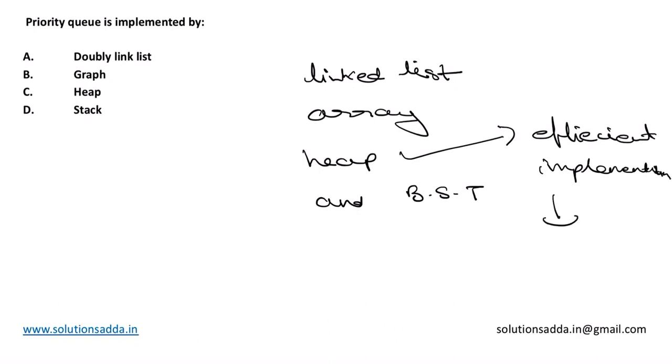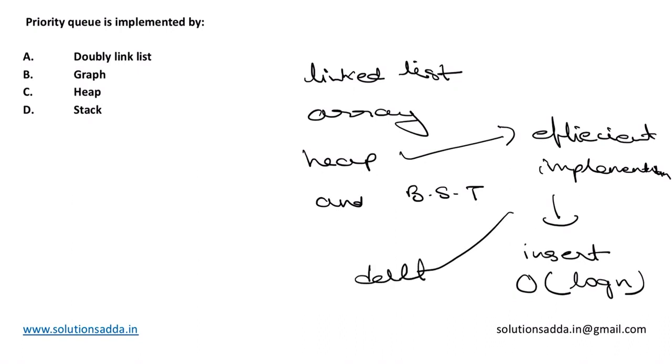As in, the insert operation takes order of log n time, and also delete takes order of log n. So in order of log n, both insert and delete operations can be performed when a priority queue is implemented using heap. Therefore, priority queue provides an efficient implementation, and thus the correct answer for this question is option C, heap.